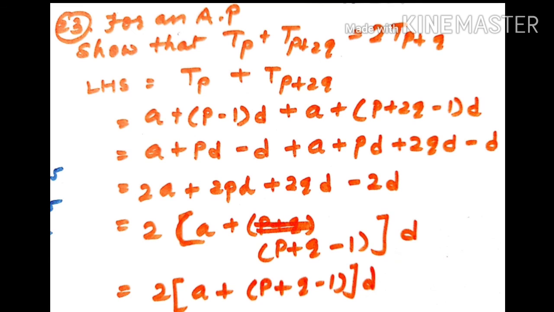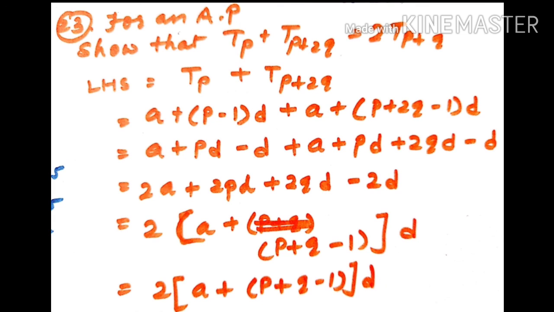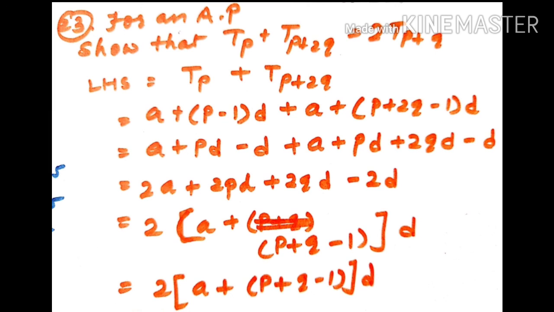Now students, we know our formula Tn. Tn is what? A plus n minus 1 d. So you have to think here that instead of Tn it is Tp, right? So wherever there is n in the formula, I put P here. So first Tp is A plus P minus 1 d. Do you understand, this Tp is our Tn only replaced by P. Plus that second term, T of P plus 2Q, also the Tn formula with n replaced by P plus 2Q. So A plus P plus 2Q minus 1 into D.